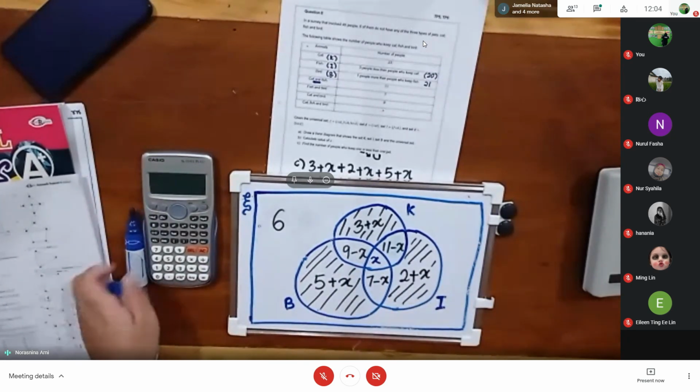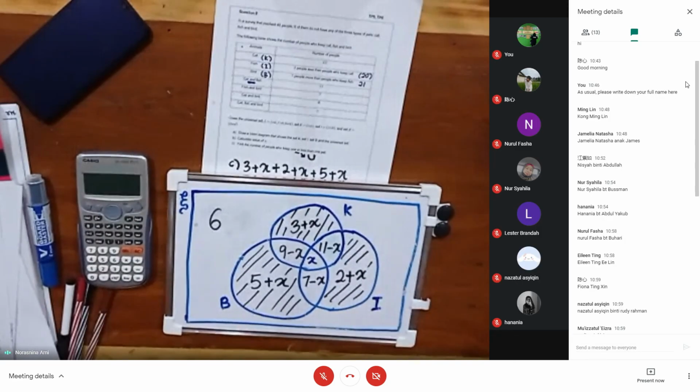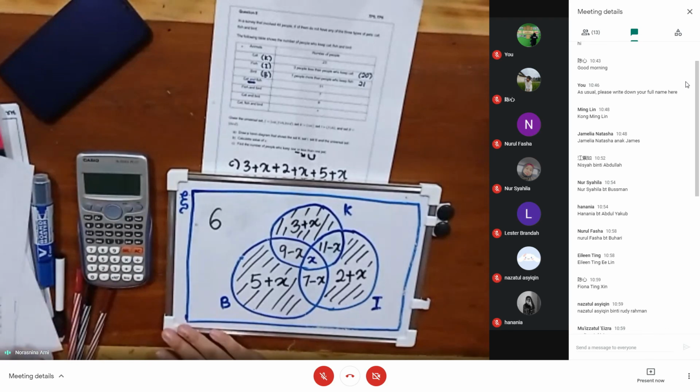Okay, is there any question before we end the lesson? If there is no question, for the homework you try to solve the other questions that we haven't discussed. I hope that you can finish these questions this week. I give you time until this Sunday evening, 5 p.m. Before 5 p.m. on Sunday, you must finish all the work for this week. Okay?